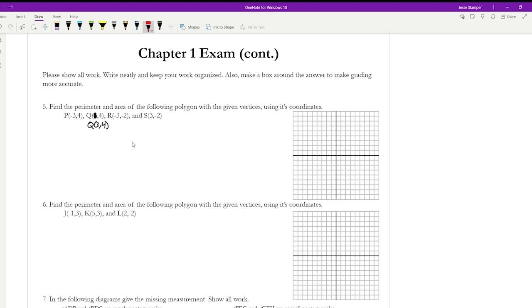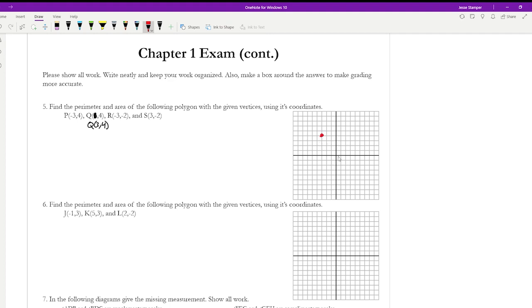All right, everyone, we're back to work on this page 2. Now, number 5, first thing you should have done looking at this is plot the points. Now P is negative 3, 4. We count to the left, 1, 2, 3, and then we count positively upward, 1, 2, 3, 4, and we get a point right here.